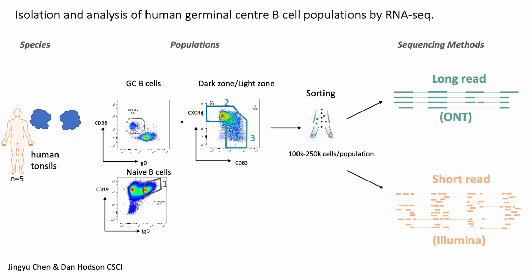In our experimental design, we used human tonsil cells from 5 donors, and we isolated both naive B cells and germinal center B cells populations using their specific markers, CXCR4 for dark zone and CD83 for light zone. We sorted them in a certain number of cells per population, then isolated their RNA and used the same RNA sample for nanopore long read sequencing and Illumina short read sequencing.